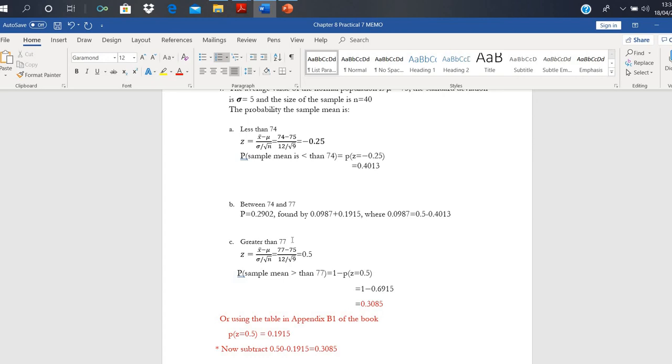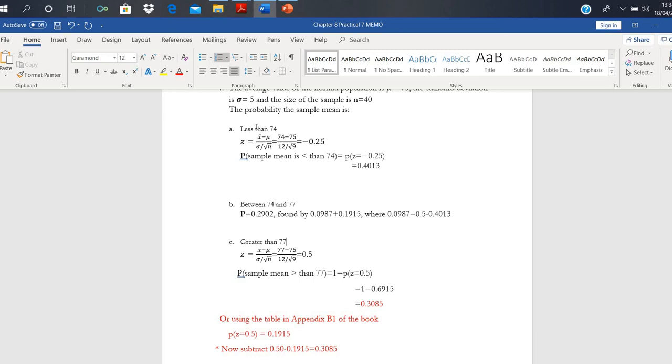I advise you to always start by resolving the question that concerns either less than 74 or greater than 77, in order to find the between.